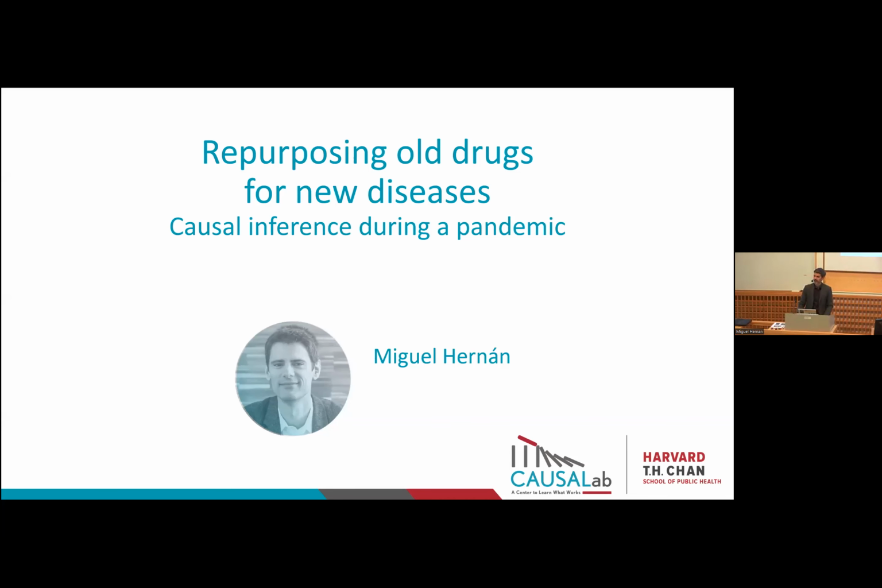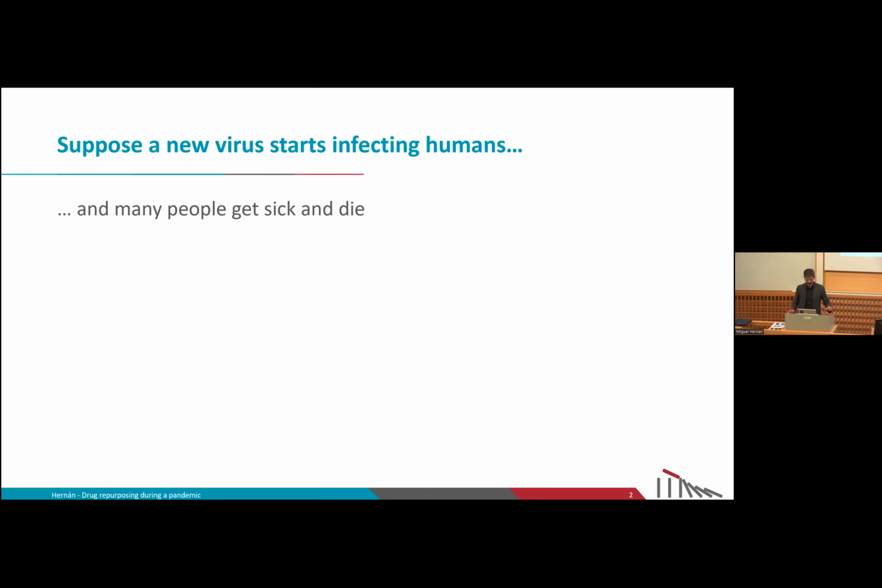Going to be talking about observational data and other types of data to decide what works during a pandemic. So let's just suppose that there is a new virus that starts infecting humans. If that happened, and many people get sick and die, then what do we do?